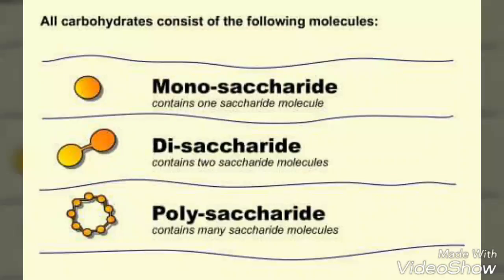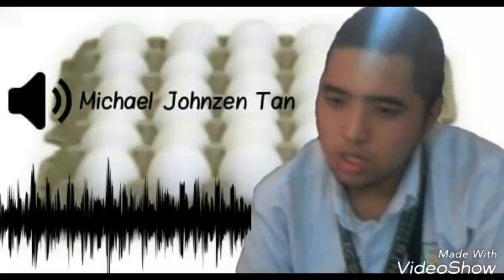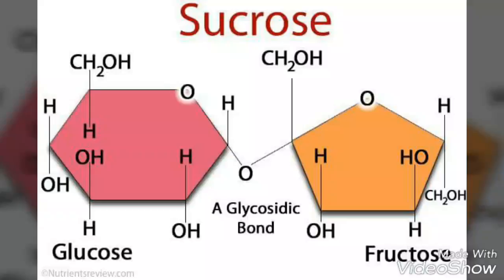Disaccharides, on the other hand, are formed when 2 monosaccharide units are joined together. There are 3 most common disaccharides: sucrose, lactose, and maltose. These are broken down and used for metabolism. Sucrose is formed by connecting an alpha-glucose and a beta-fructose unit by a glycosidic bond, forming an H2O molecule in the process.